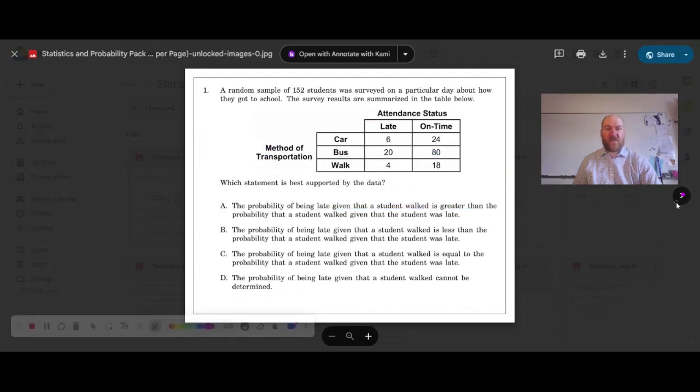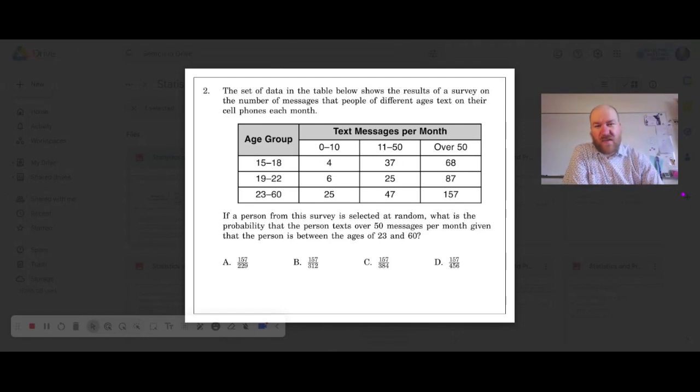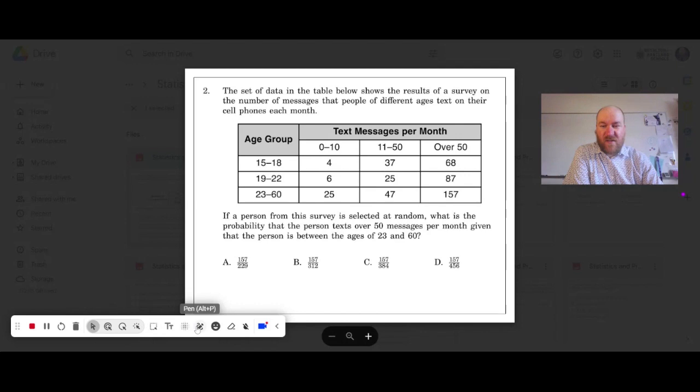Let's do the next question here. Number 2. The set of data in the table below shows the results of a survey on the number of messages that people of different ages text on their cell phones each month. If a person from this survey is selected at random, what is the probability that the person texts over 50 messages per month, given that the person is between the ages of 23 and 60?